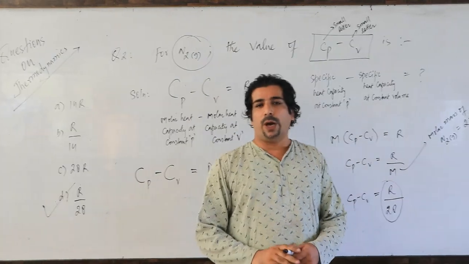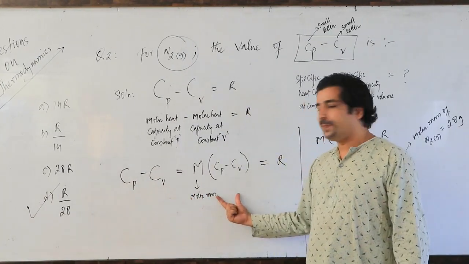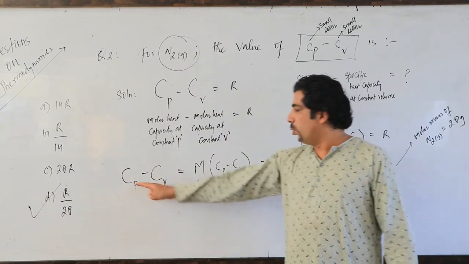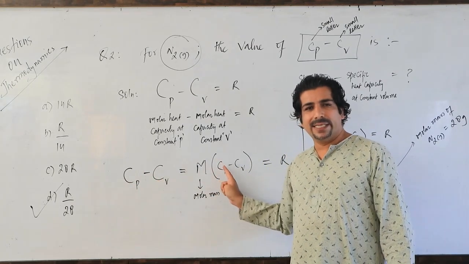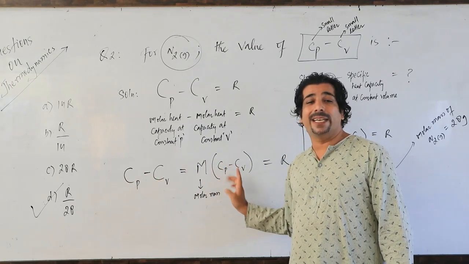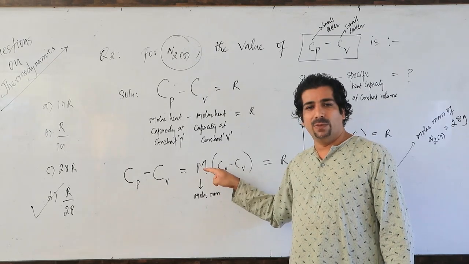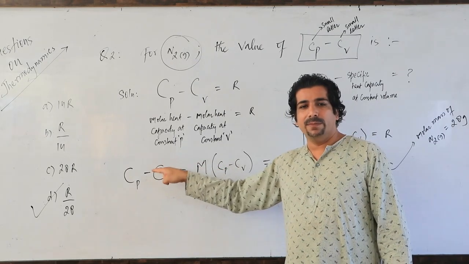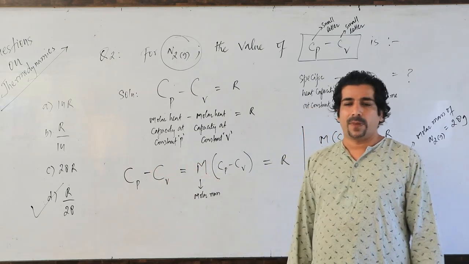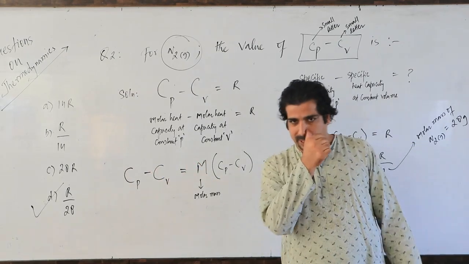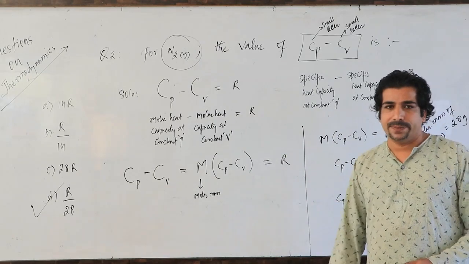I hope you have understood this particular relationship. Please remember that these capital letters are molar heat capacities and these small letters are basically specific heat capacities. When you multiply specific heat capacities with molar mass, then it becomes the molar heat capacities, or we can get the difference in molar heat capacities. Please make note of this.